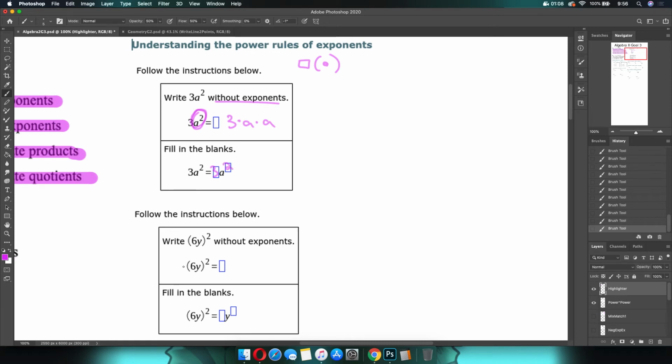But then the difference comes over here, because now that 6 is inside the parentheses, so that 2 ends up going to both of them. So that is 6y times 6y, because the whole point of the chapter is that exponents are repeated multiplication. So what is 6 times 6? That is going to be 36. Y times y is y squared. So therein is the critical difference for this, the difference between being outside parentheses and being inside parentheses. That's what you got to keep in mind when you're looking at this topic.